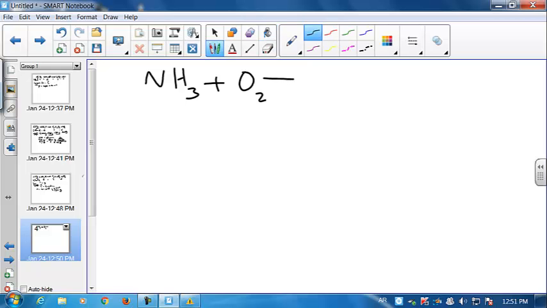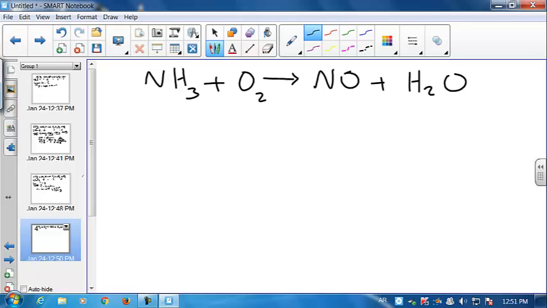reacts with oxygen to give NO, nitrogen oxide, plus water. Right. This is the equation. First of all, and before I read the question, I balance the equation. How to balance the equation? Let us check. How many hydrogen do you have here? 2, and here 3, right?